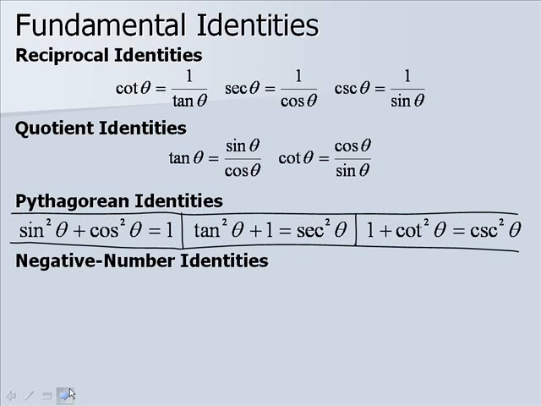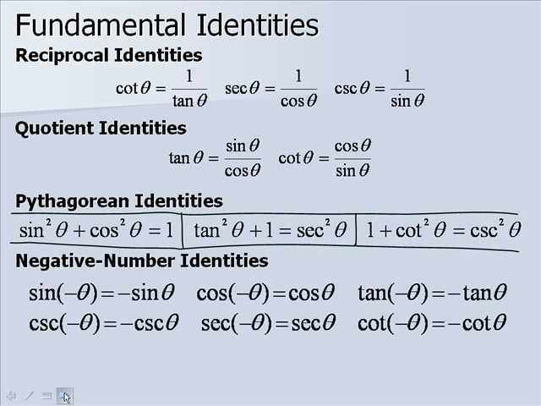Then we have our negative number identities, and this has to do with whether or not we are dealing with odd or even functions. So we see that sine of negative theta equals negative sine, and the same is true for its reciprocal, and this is due to the fact that sine is an odd function. It's simply the definition of being odd.